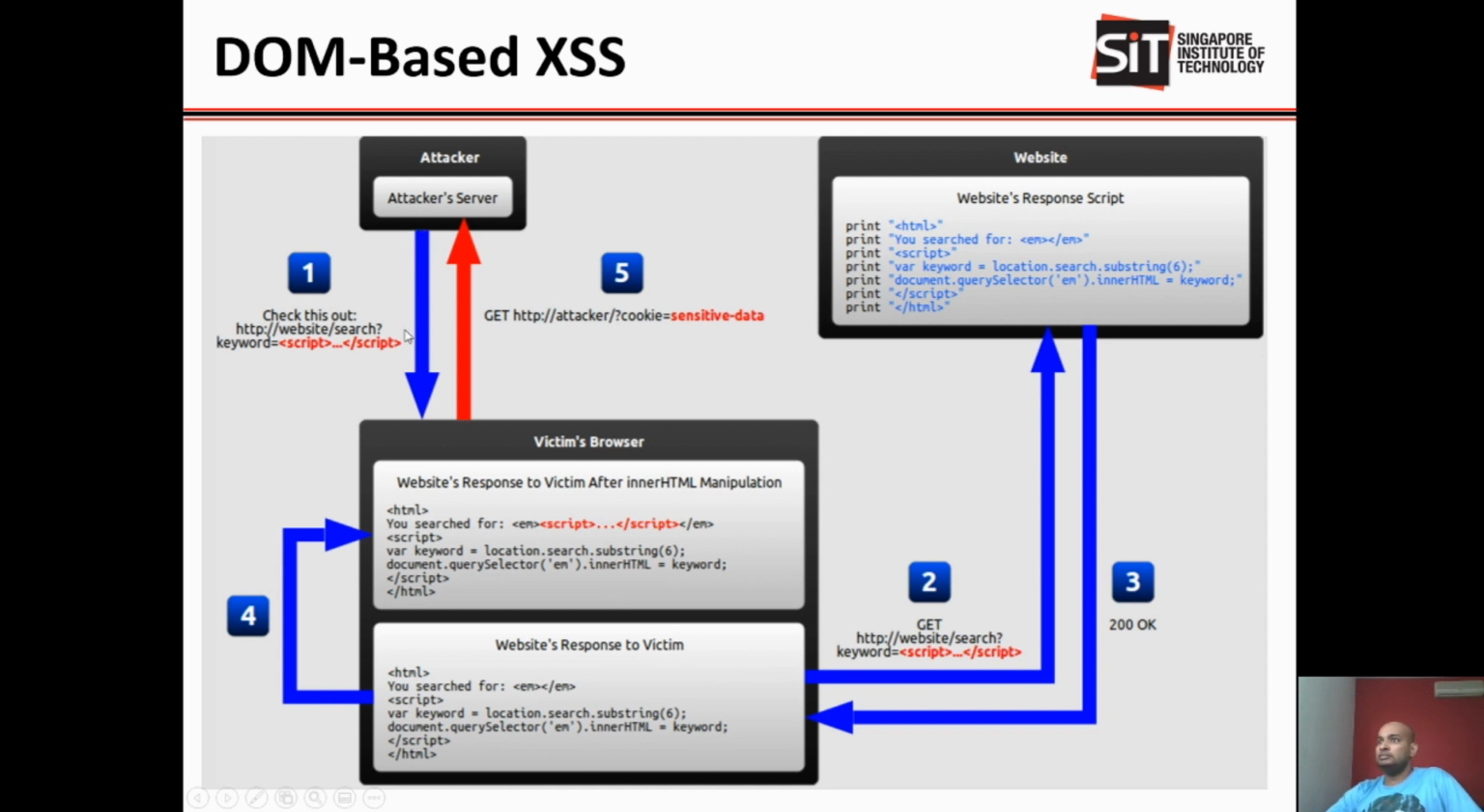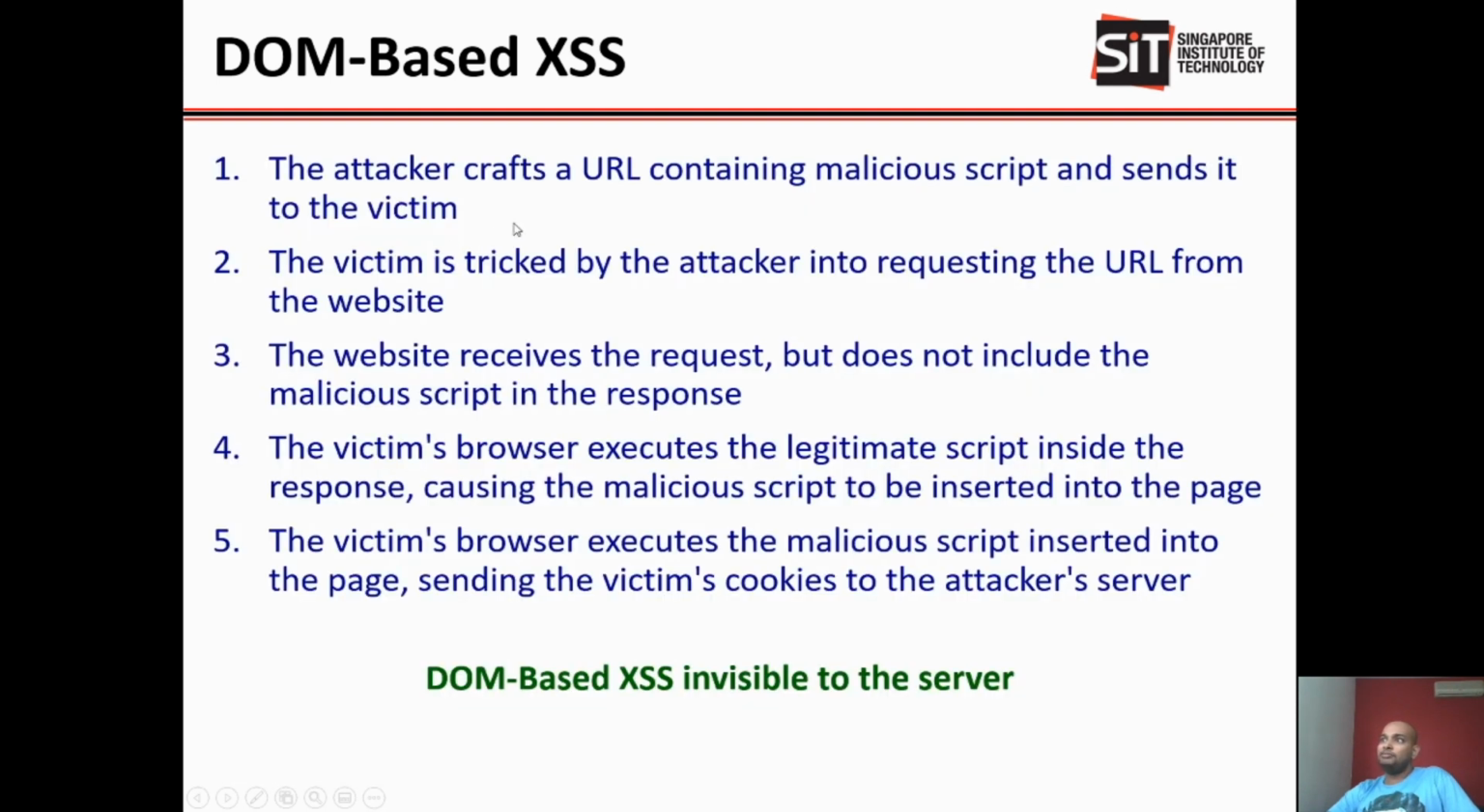Attacker server checks out this site, this particular script, to the victim's browser. So the attacker has to craft a URL containing the malicious script and send it to the victim. The victim is tricked by the attacker into requesting the URL from the website, same as reflected. And once the website receives the request but does not include the malicious script in the response, the victim's browser executes the legitimate script inside the response first, causing the malicious script to be inserted into the page. The victim's browser executes the malicious script inserted into the page, sending the victim's cookies to the attacker server.